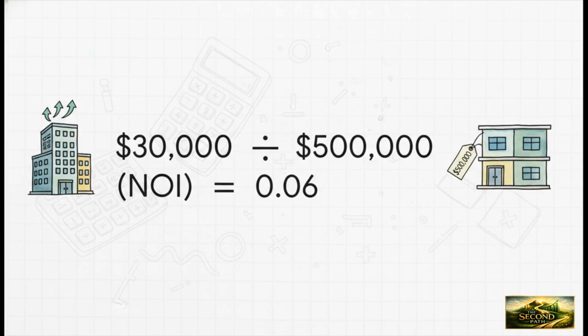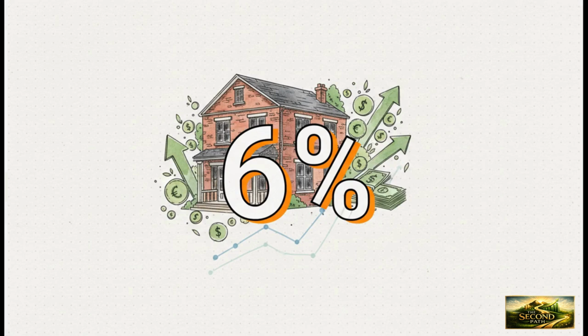Okay, we're at the finish line. We just plug our numbers back into that original formula. We take our NOI, that's $30,000, and we divide it by the price of the property, which was $500,000. And the calculator says 0.06. And there you have it. You just move the decimal over, and that gives us our cap rate, 6%. It's that simple. If you bought this duplex with cash, you'd be looking at a 6% return on your money each year.